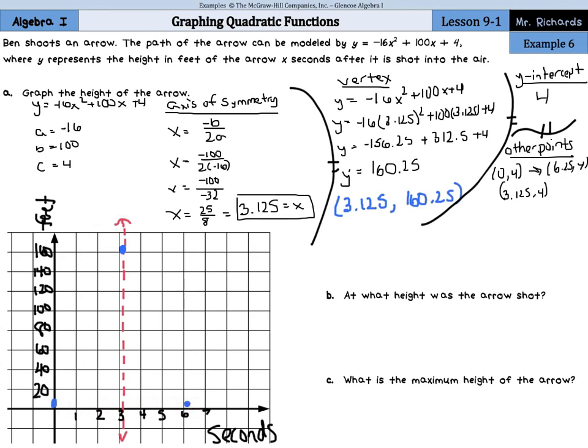Now, if we're looking for one more point, let's see what happens to our y in feet when x equals 1. Well, if we put 1 into this equation, that would be negative 16 times 1 squared plus 100 times 1 plus 4, which gets me negative 16 plus 100 plus 4, which when it's all said and done is 88. So that's the point 1, 88, which on the graph is right about here.